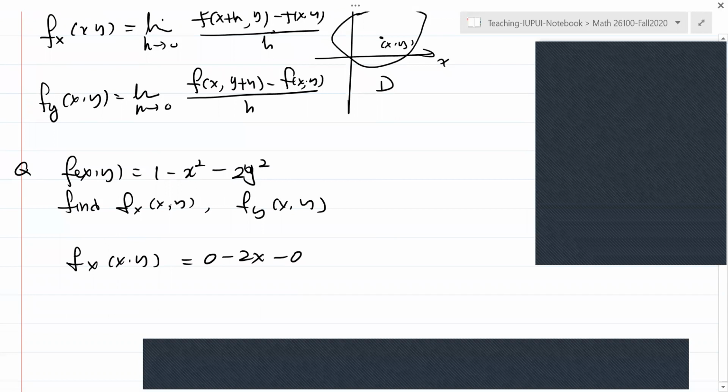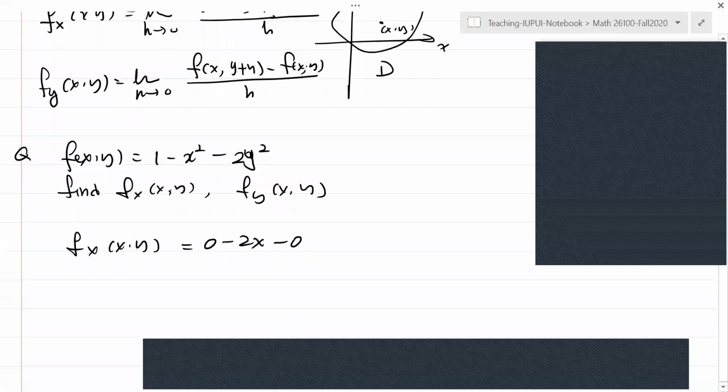Unless you are told that the y variable depends on x. Otherwise, y is an independent variable, so nothing to do with x. There is no change in y when x changes. That's why the derivative is going to be 0. The meaning of the derivative is the rate of change of this variable with respect to another variable. So finally, you simplify it, and it is just 2x.